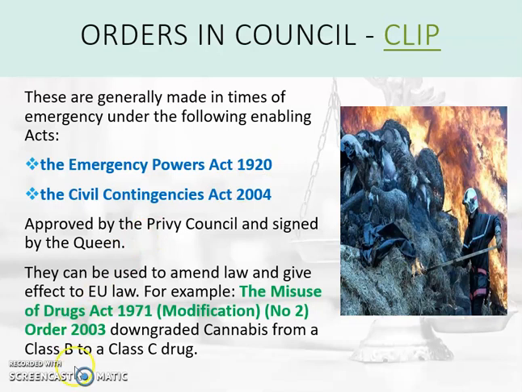An example of an order in council from 2004: an order in council was used to change the Misuse of Drugs Act 1971 to make cannabis a Class B to a Class C drug. You can see here this not very nice image is from the foot and mouth crisis. So this is another example of an emergency situation where an order in council was made in order to deal with a crisis at that time.